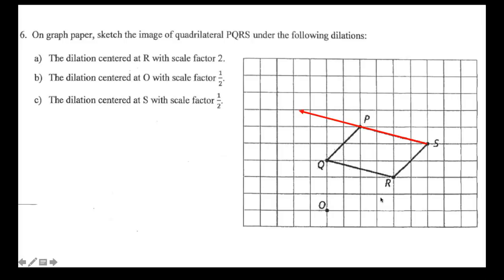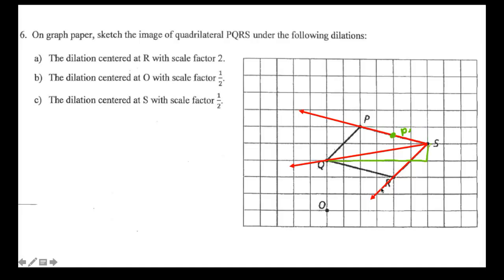Let's take a look at C. So for C, the dilation is centered at S with a scale factor of 1/2. So I'm going to travel from S to P. From S to P, I go up 1 to the left 4. Halfway is going to be up 1/2 to the left 2. There's my halfway point.